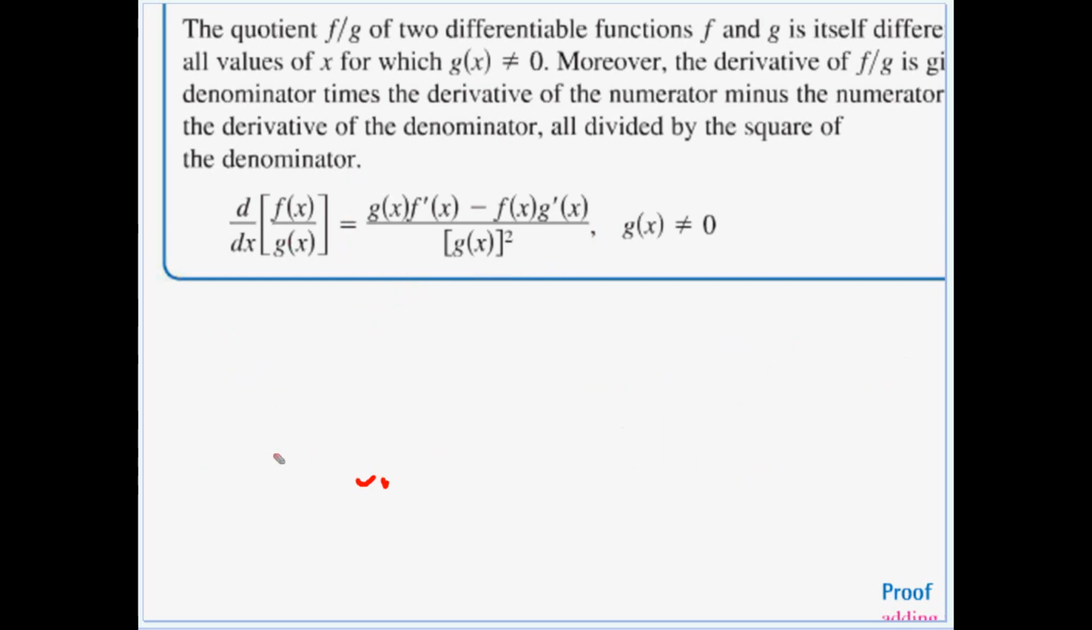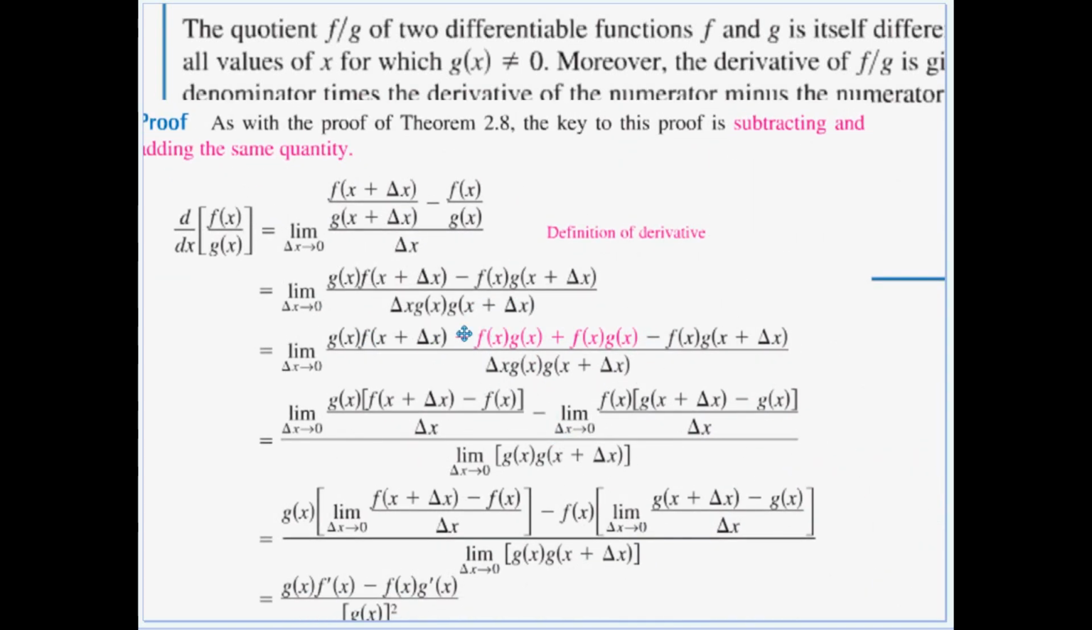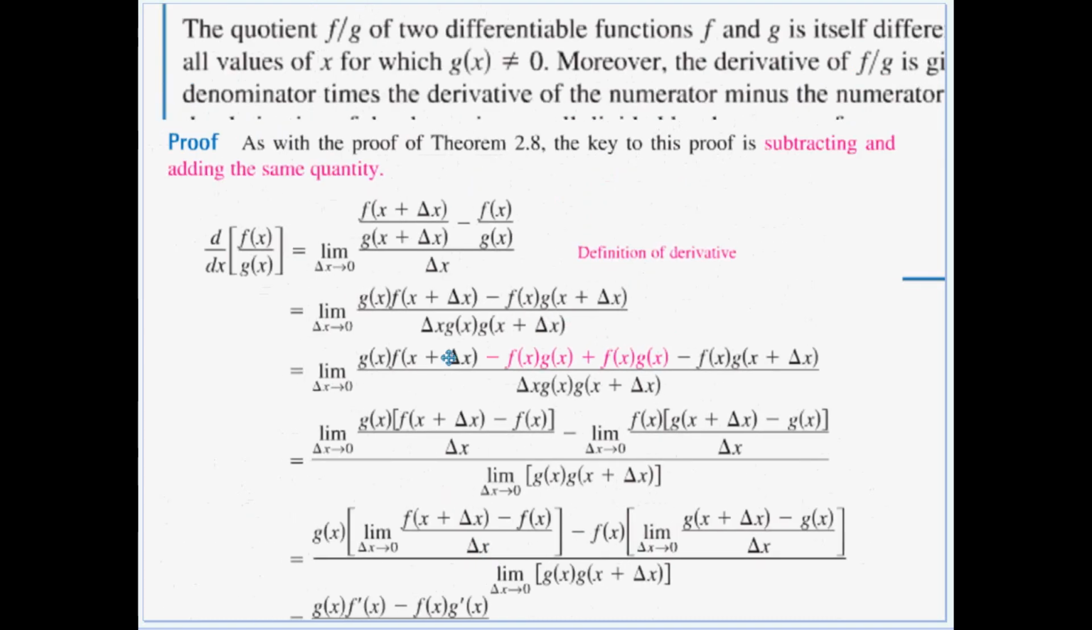And again, you've got to start it the same way. It is low d high. Low is our g function. Low is g, d high is f prime in this case from the theorem. So you have to start it off low d high. The proof of this does employ the same tactic. We add and subtract the same quantity here in the middle, rearrange the numerator so we can factor stuff out and get back to our limit definitions.